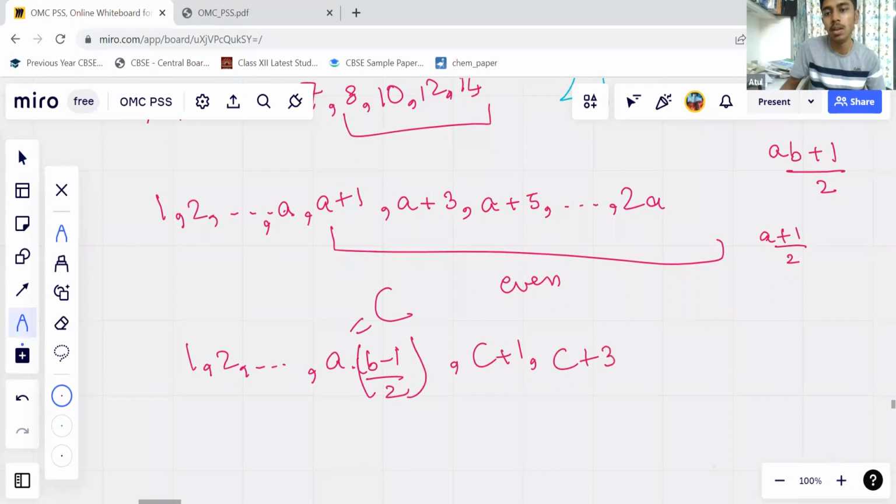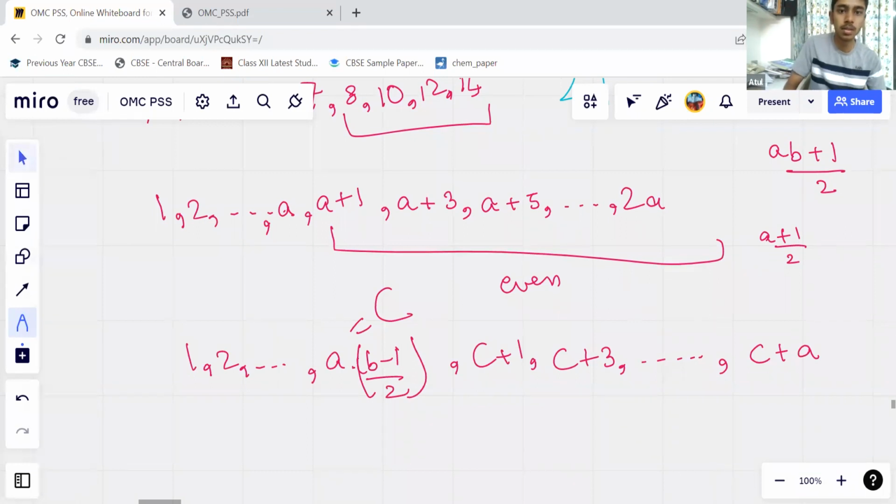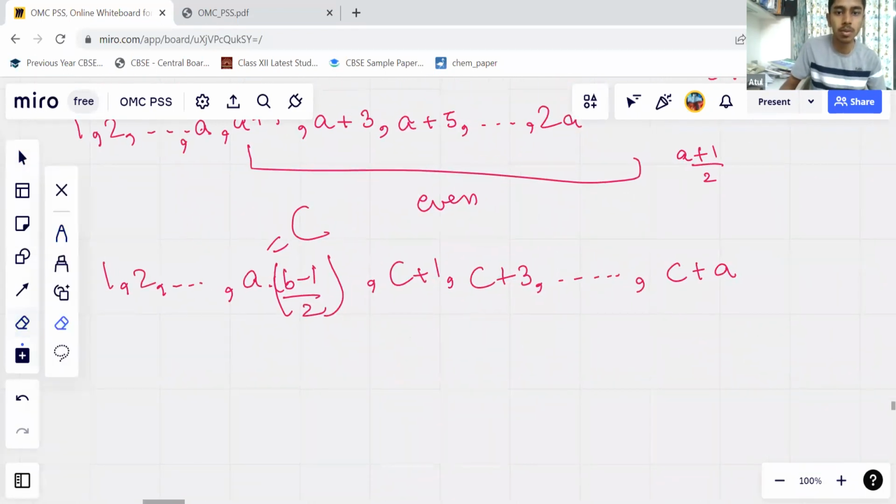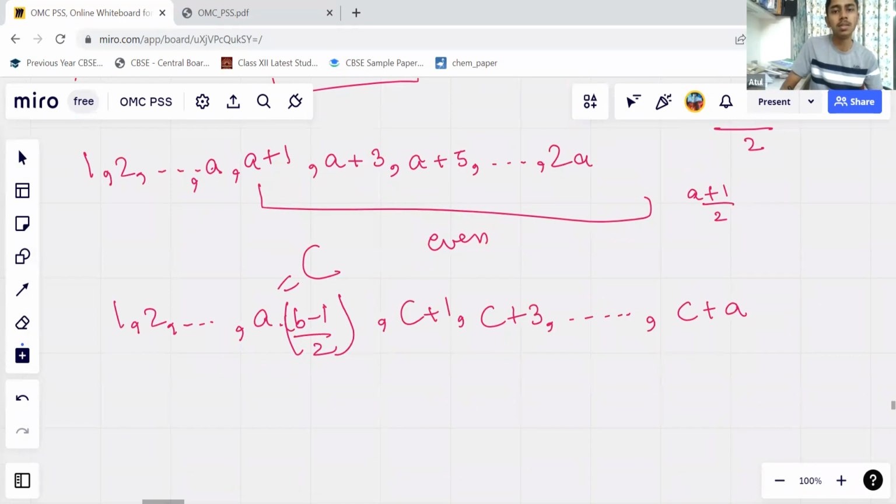Let's call this number capital C. Then we take C plus 1, C plus 3, all the way until C plus A. And this is a valid construction. How do we ensure that C is odd? C is odd because, oh, we can't ensure it, you're right. I think if C is even, just work with C plus 2, C plus 4 and so on. Can you ensure C is odd? It cannot be a power of 2 because it's like 2n minus 1 you're dealing with.